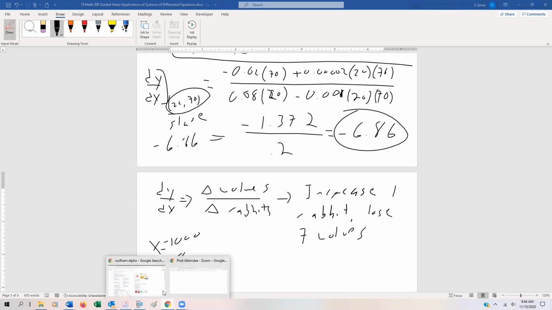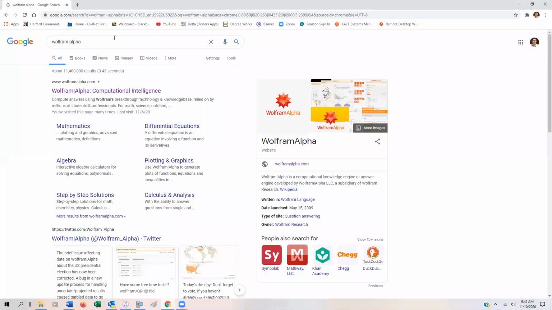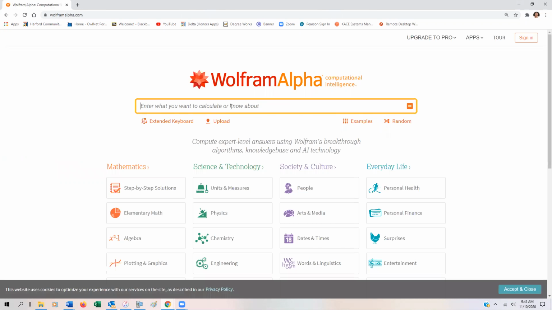All right, so now to get to the phase plane, it's a little bit tricky. You're going to go to Wolfram Alpha, and you're going to have to look at their widgets. There's not really a good phase plane operator just from Wolfram Alpha, so we're going to go to the widgets.